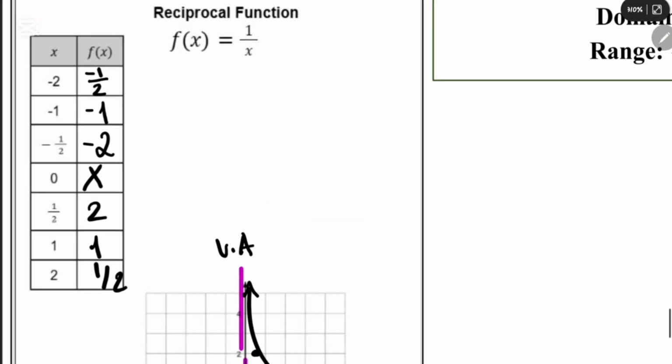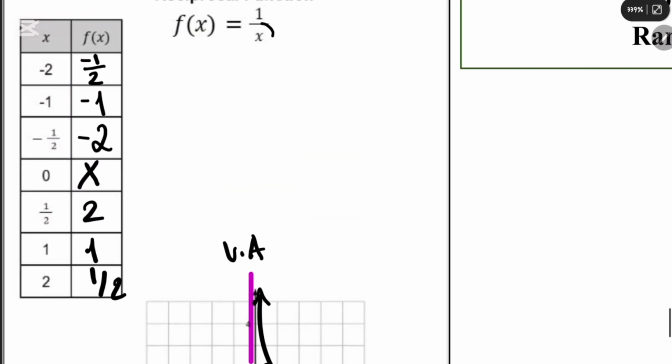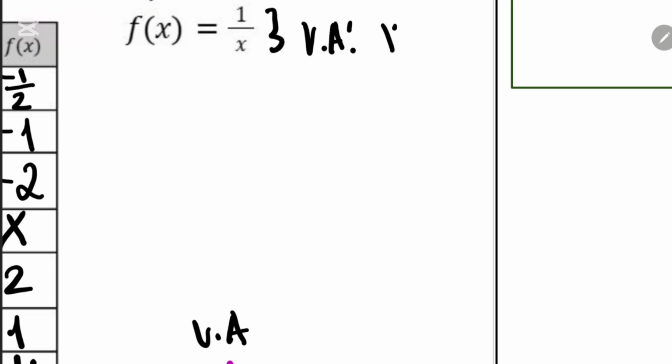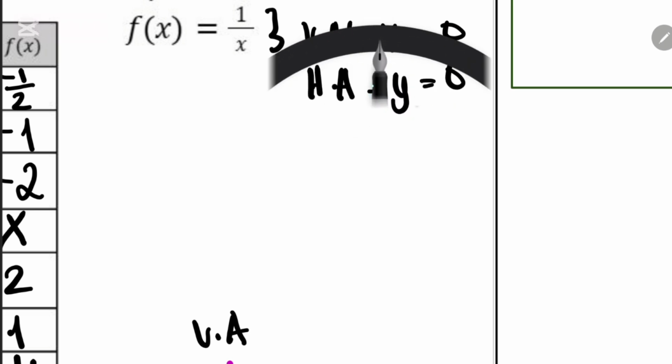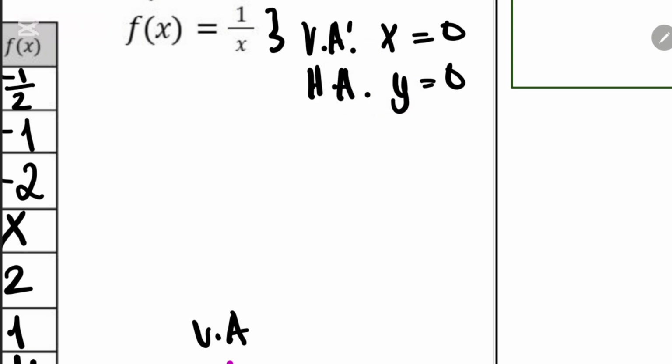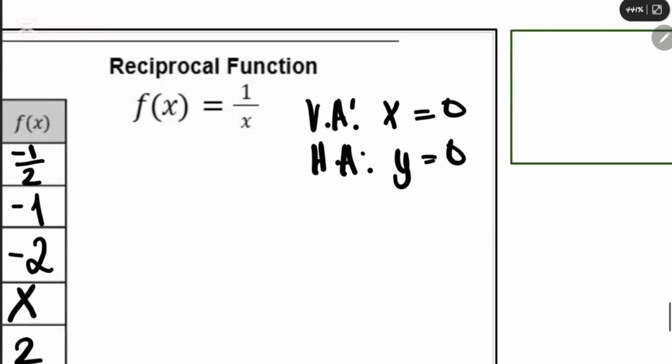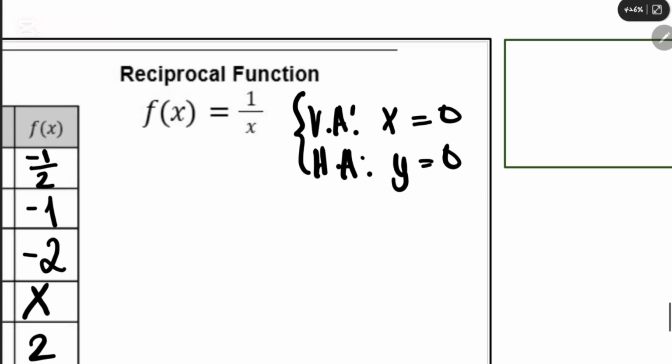For a reciprocal function, the vertical asymptote is basically this thing. So for this parent function, the vertical asymptote is x equals 0. The horizontal asymptote is y equals 0. And the horizontal asymptote is basically found by taking the vertical shift. The vertical shift in this case is 0 because it's a parent function.